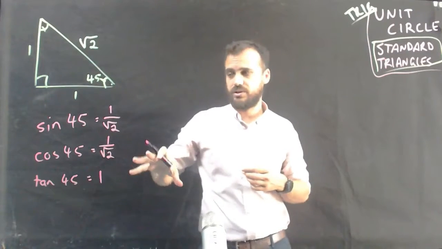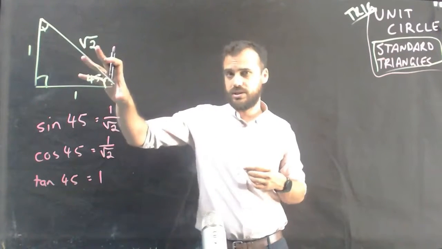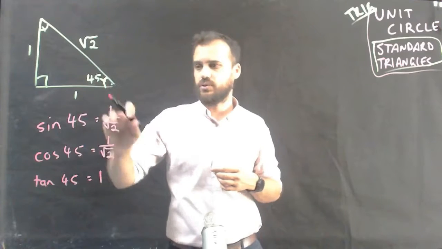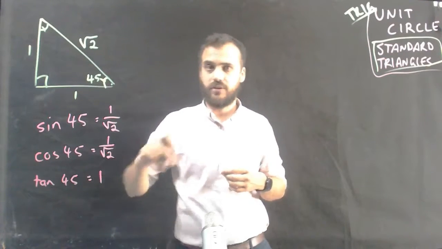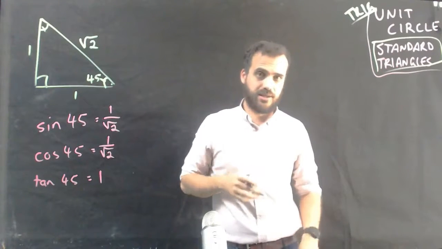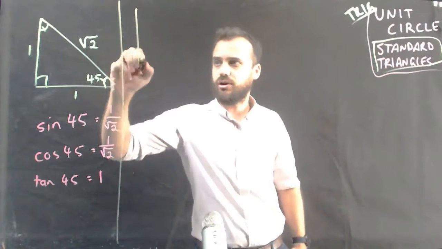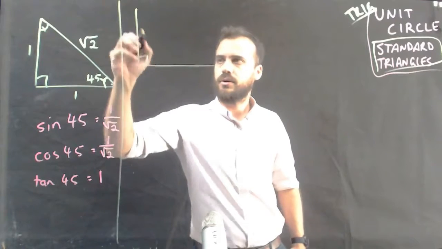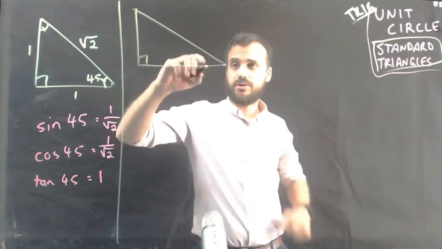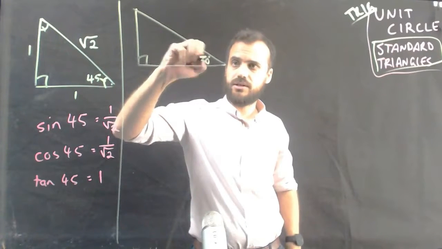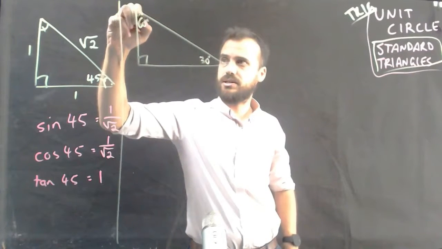So there's our first standard triangle, and more importantly, using our standard triangle, we know that sine 45 is 1 over root 2, cosine 45 is 1 over root 2, and tan 45 is equal to 1. Let's look at our second standard triangle. Now another right angle triangle, but this time, not equal angles. This angle is going to be 30 degrees, and this angle is going to be 60 degrees.